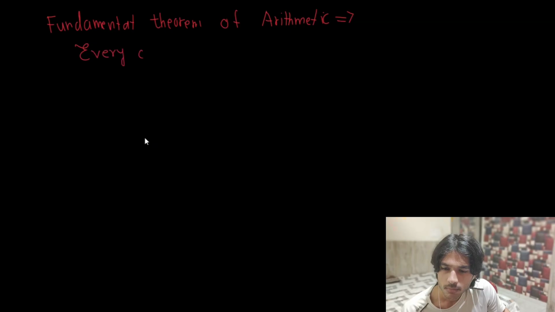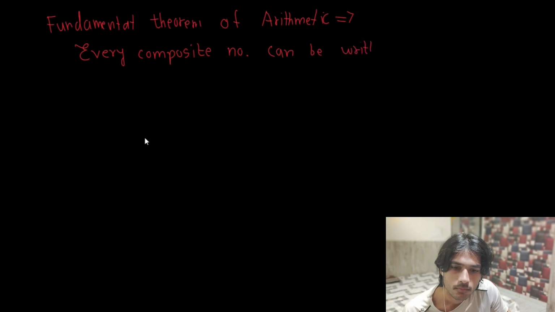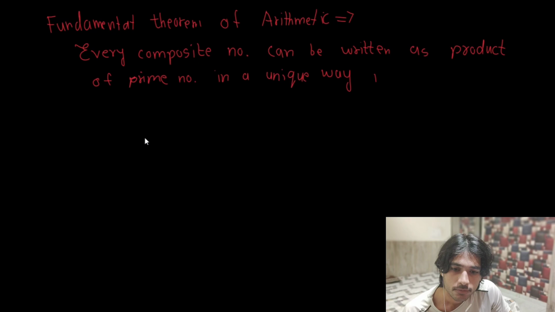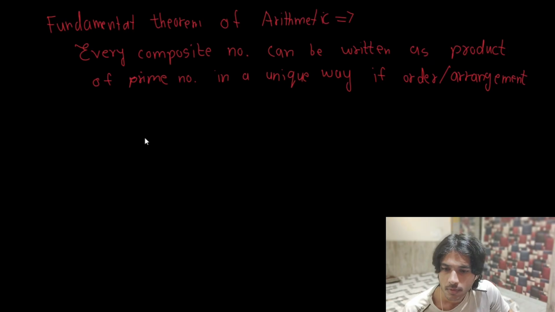every composite number can be written as a product of prime numbers in a unique way, if the order, don't get confused by order, I will simply write arrangement, of prime numbers doesn't matter.